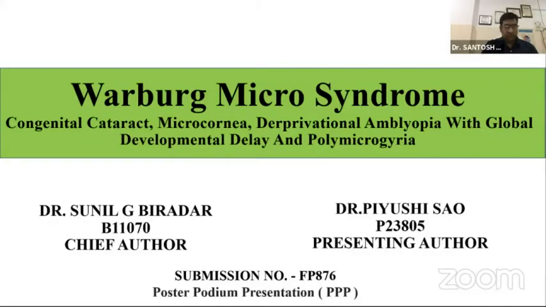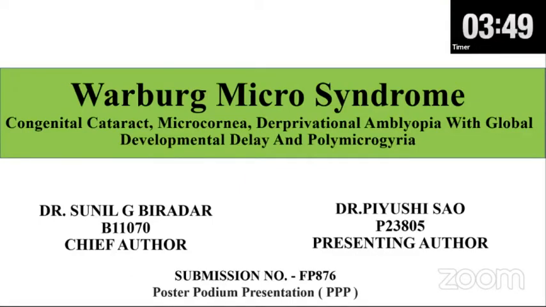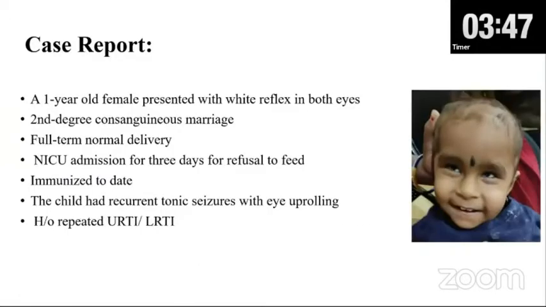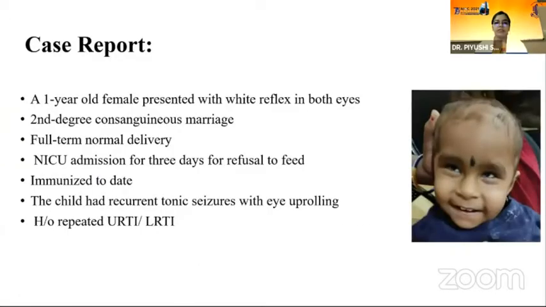Good morning, everyone. So I'm presenting a case of Warburg micro syndrome. It is a congenital cataract with microcornea and deprivational amblyopia with developmental delay and polymicrogyria. A 1-year-old female presented with white reflex in both eyes, born of second-degree consanguineous marriage after full-term normal delivery. She had NICU admission for 3 days for refusal to feed and was immunized till date. The child had recurrent tonic seizures with eye upRolling and history of repeated URTI and LRTI.